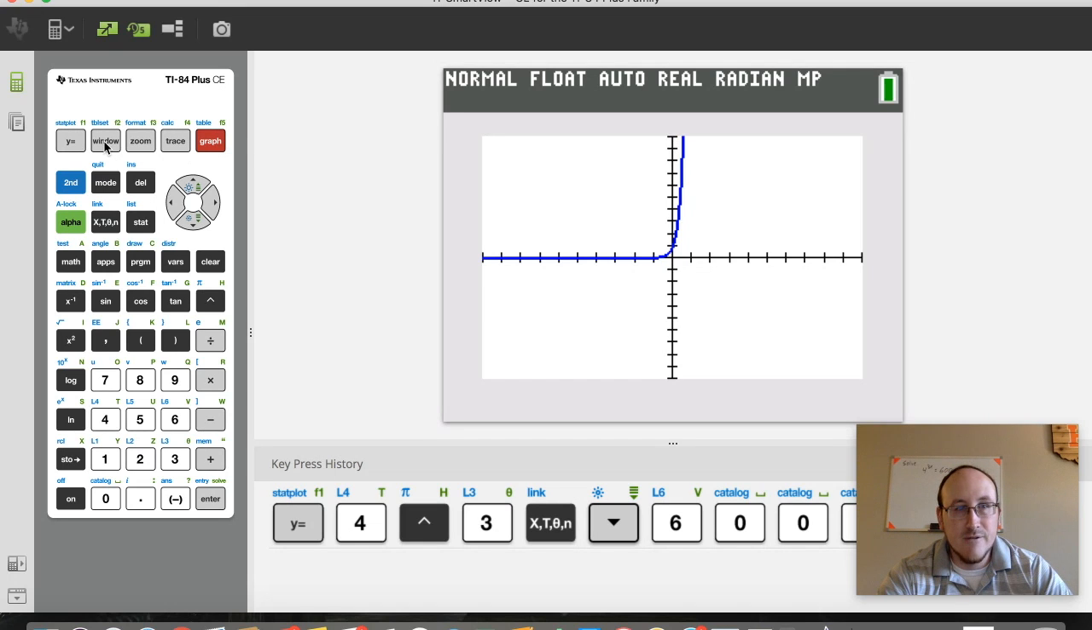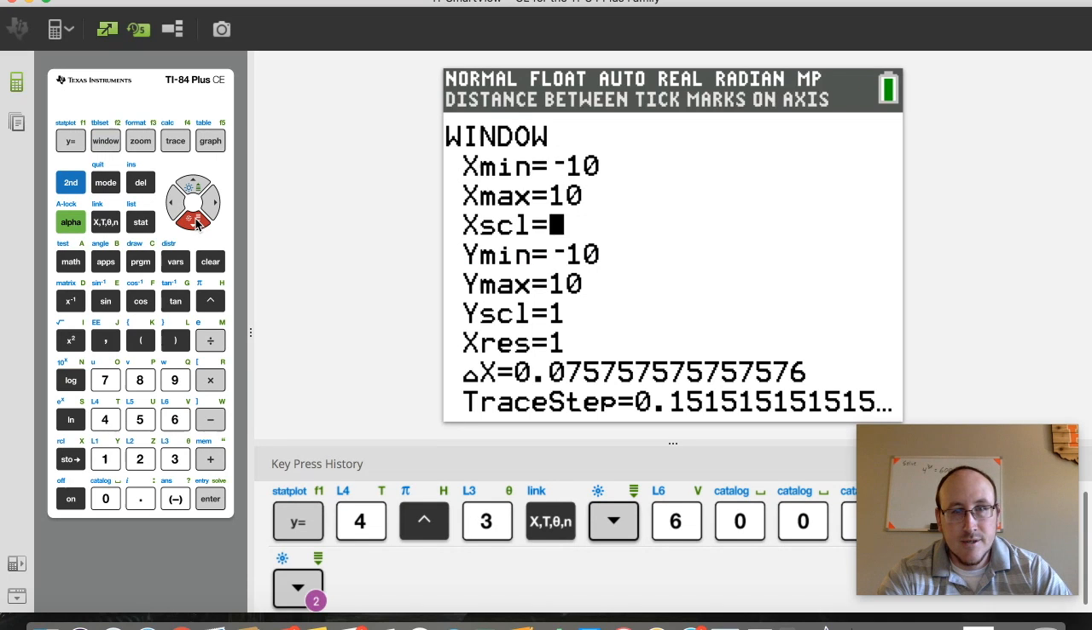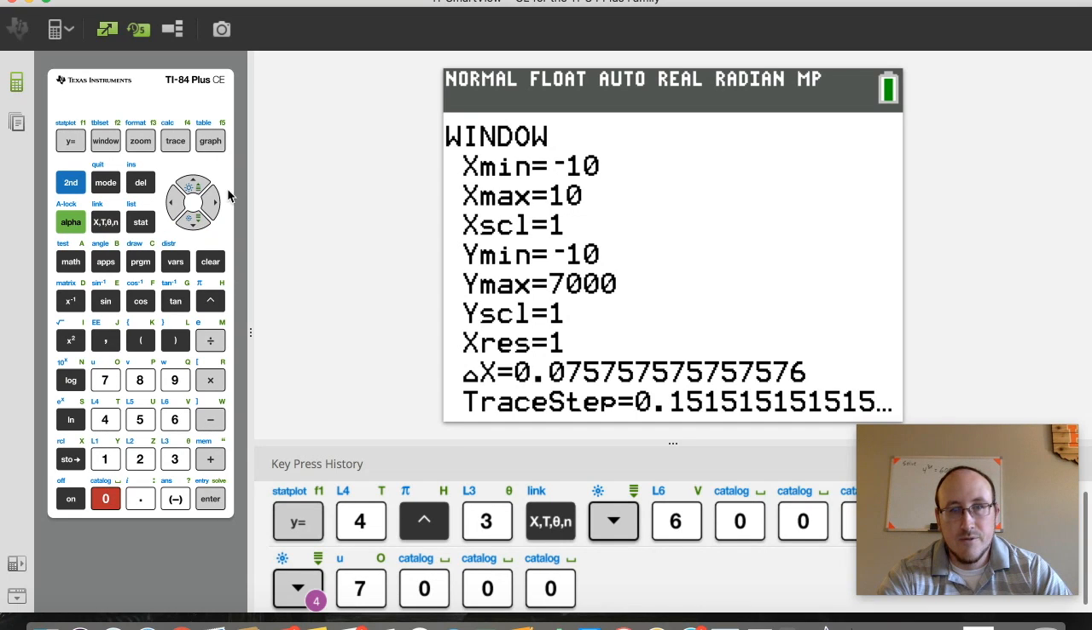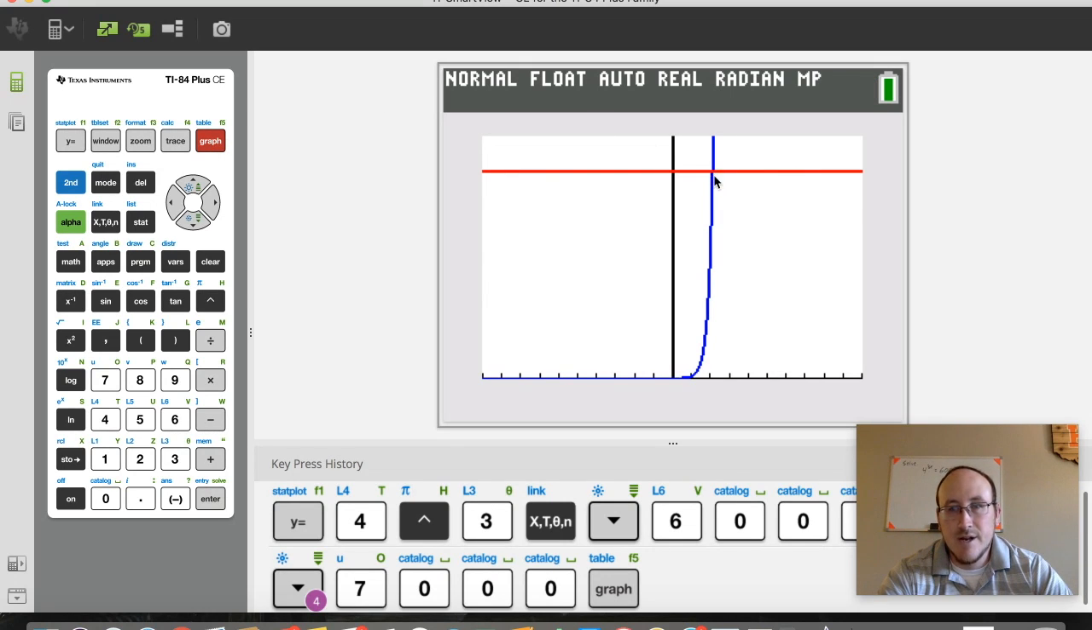So I go back over to the window, and my y max needs to show at least 6,000. I'll just go ahead and set it at 7,000. So we'll have a little bit of room above it. And now we'll hit graph, and we should be able to see, there's the graph, there's the horizontal line, and we can see right here is where it meets this value of 6,000. So we want to figure out what x value to the nearest 10,000th is that intersection point right there.